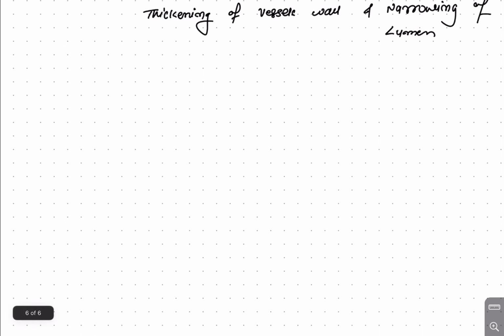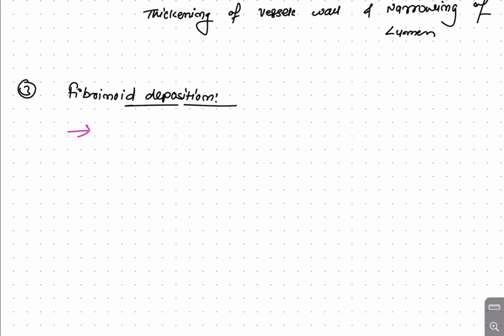And third is fibrinoid deposition. This occurs in malignant hypertension. There is a deposition of fibers, and it causes stiffness of the vessel wall and narrowing of the vessel lumen.